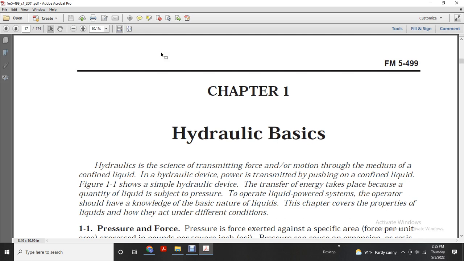Hydraulic basics. Hydraulics is the science of transmitting force or motion through a medium of confined liquid. In a hydraulic device, power is transmitted by pushing on a confined liquid. Figure 1.1 shows a simple hydraulic device that transfers energy to move a load. The quantity of liquid is subject to pressure to operate a liquid power system.